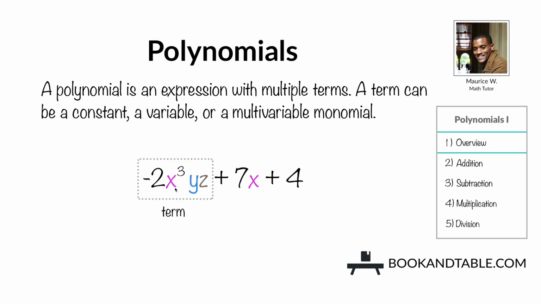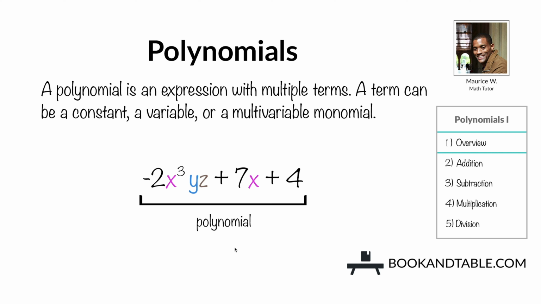Negative 2x cubed yz is one term with multiple variables. They're all being multiplied times each other, so it's all considered one term. This would be a multivariable monomial. 7x is an example of another term. We have a coefficient 7 being multiplied times a variable x. And 4, which is a constant, and together all three of these terms constitute a polynomial, multiple terms.